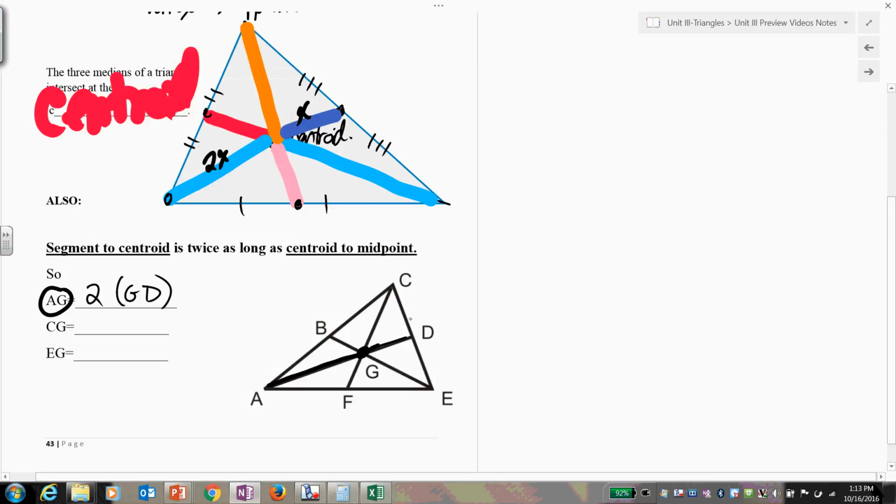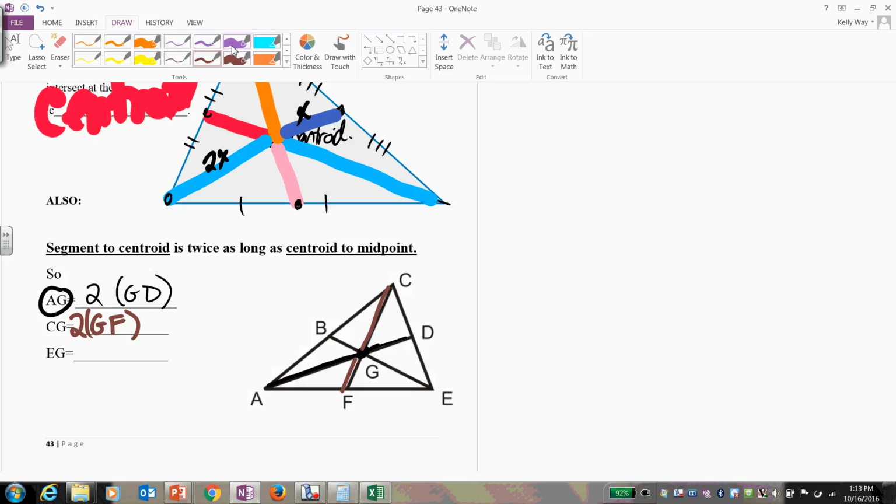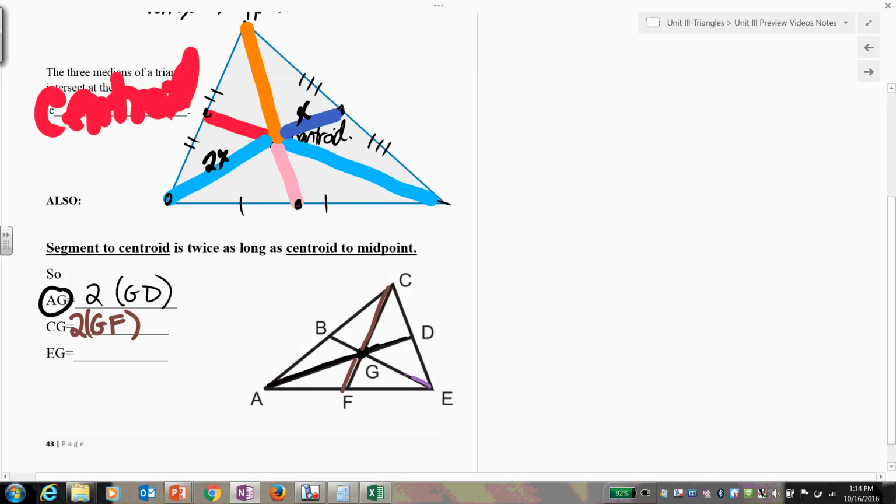Let's try CG. CG is double the size of GF. Let's try this last one. EG is double the size of BG. So we see here that that's a thing equation. Learn to think in terms of things.